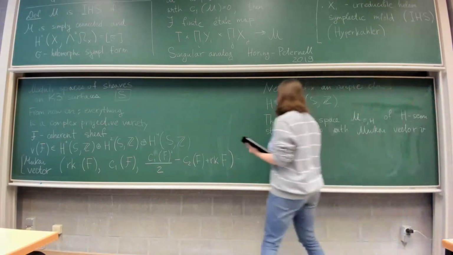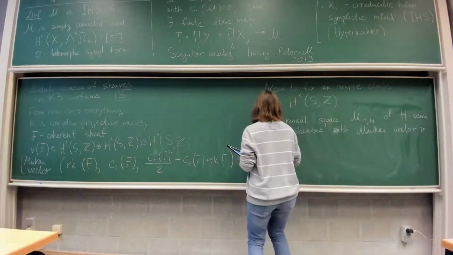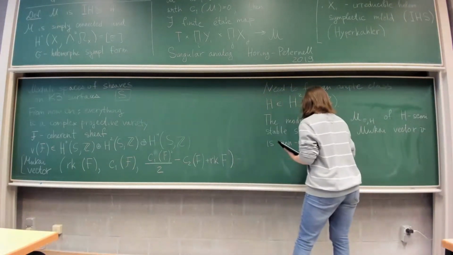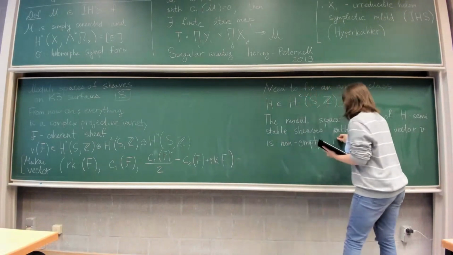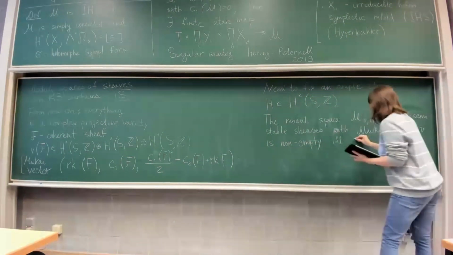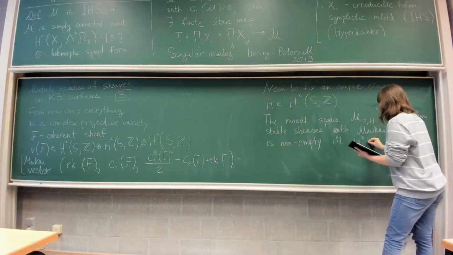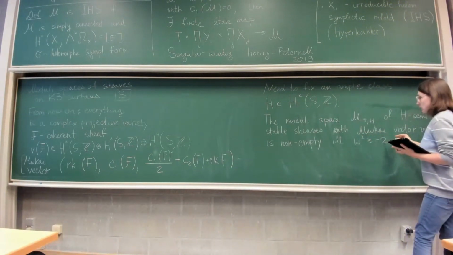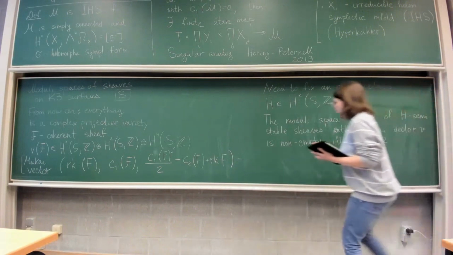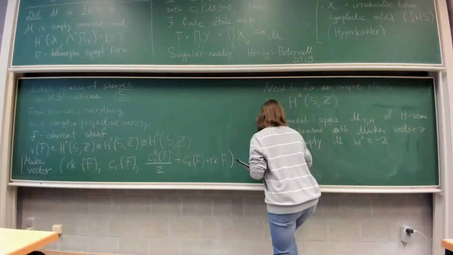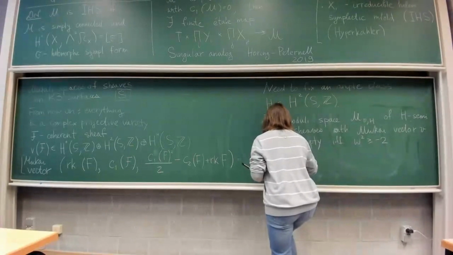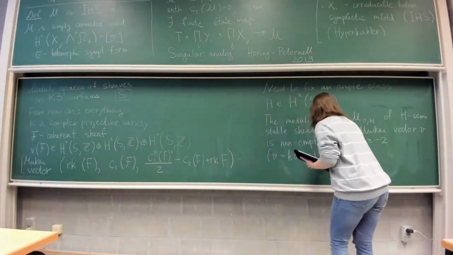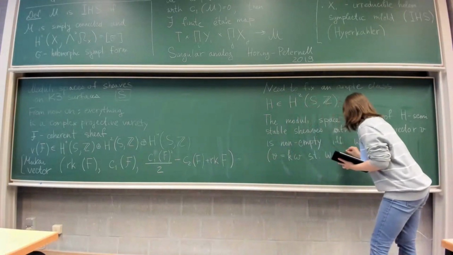And this moduli space is not empty if and only if W squared is greater or equal to -2. And W, I can define what W was. V is KW such that W is primitive.